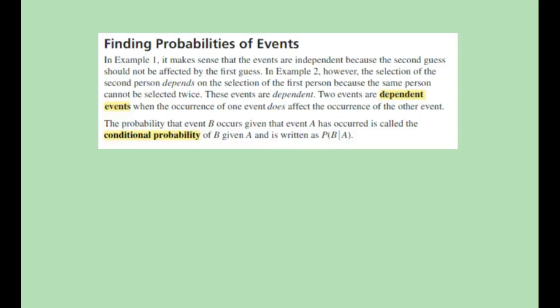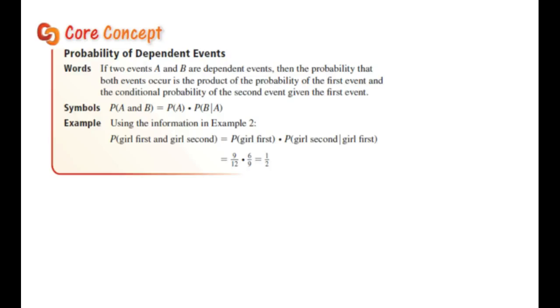So now let's look at some examples. First, let's look at this core concept. We're just looking at dependent events. If 2 events, A and B, are dependent, then the probability that both occur is the product of the probability of the first one and the conditional probability of the second one, given the first one has already happened.